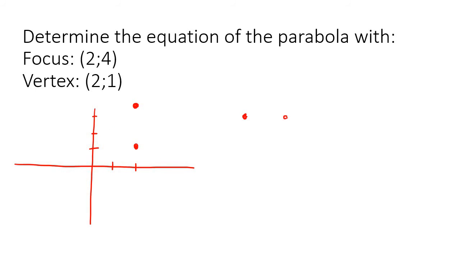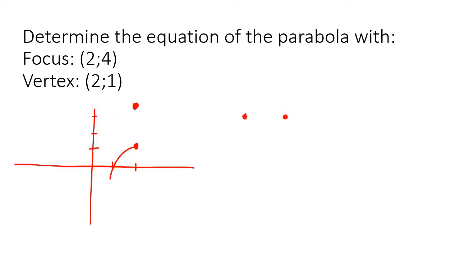If it was like this, then they would open left or right. So we know that the vertex is here at 2 and 1. So that's the vertex. And the focus always has to be on the inside. So this graph is going to look something like that. You might be wondering, why isn't it facing down?